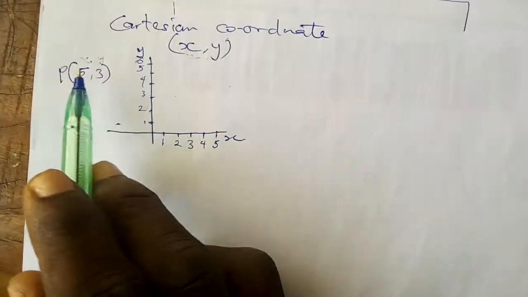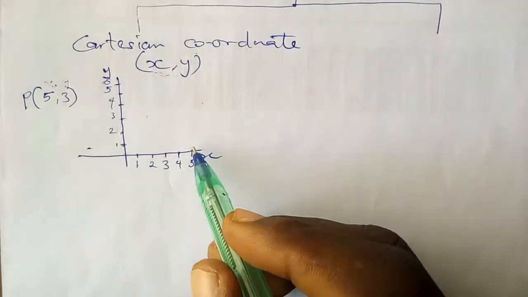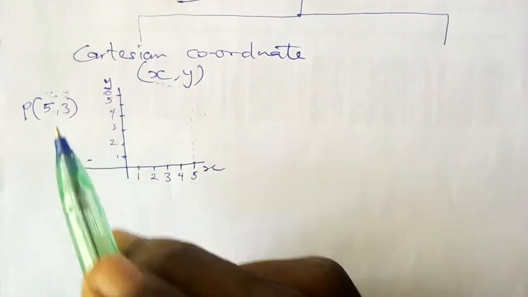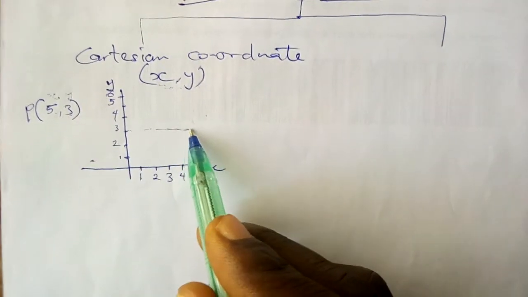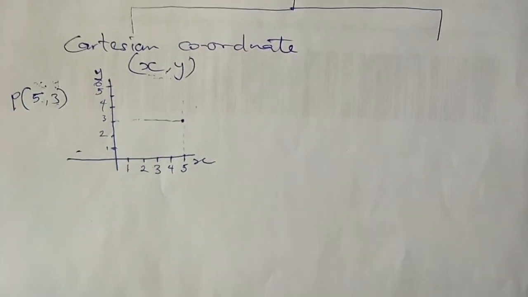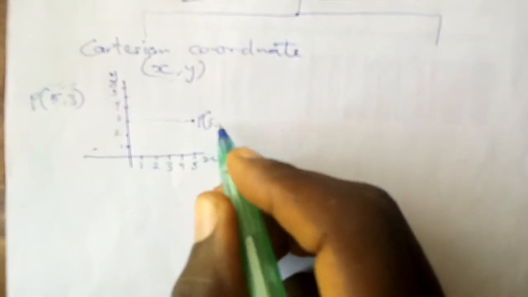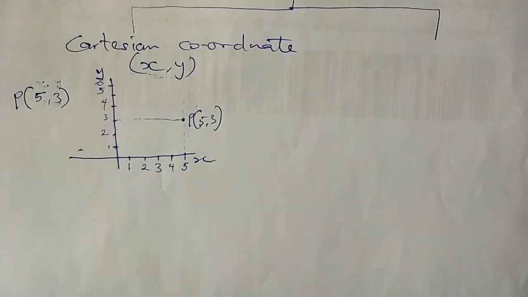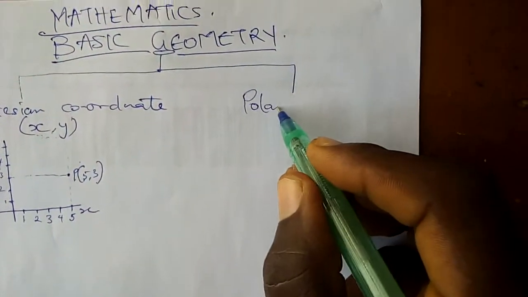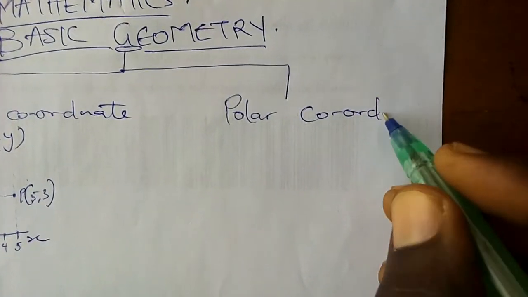On our x-axis, we have 5, so you can trace it up. Then on our y-axis, we have 3, and you trace this out like this. So the point they want us to locate is right here. That means this is the point 5, 3. Very simple like that. And the second part is the polar coordinate.